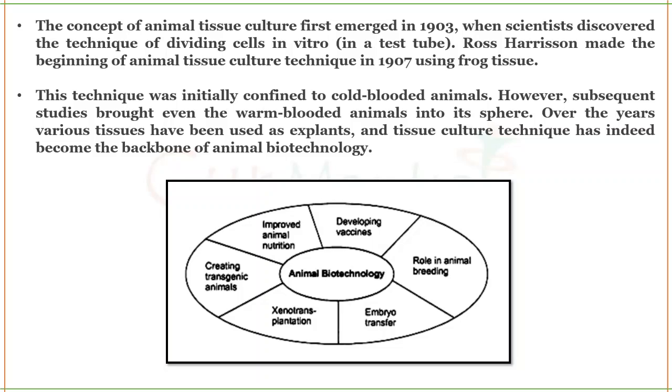And what are the benefits we get from animal biotechnology? One is developing vaccines. We can develop vaccines from the animal cell tissue culture. Next, you have a role in animal breeding, embryo transfer, xenotransplantation, creating transgenic animals, improved nutrition. All of these are applications in animal biotechnology.